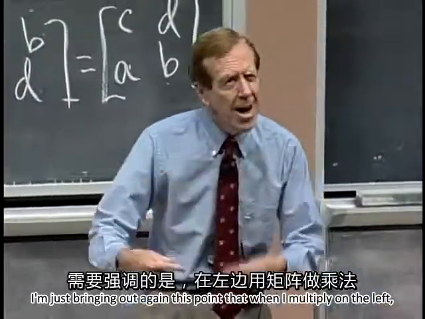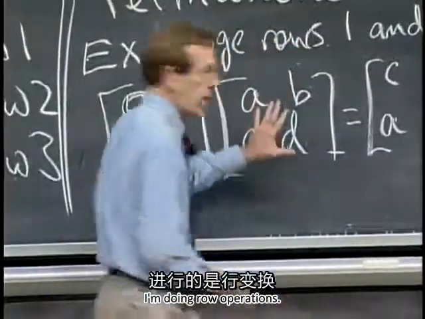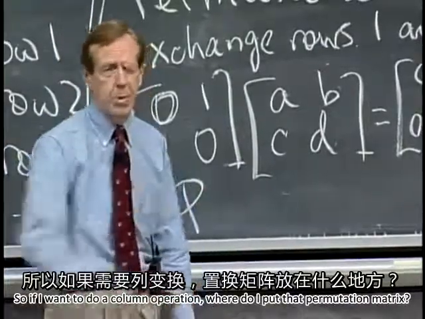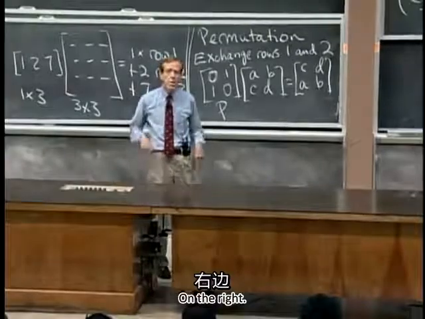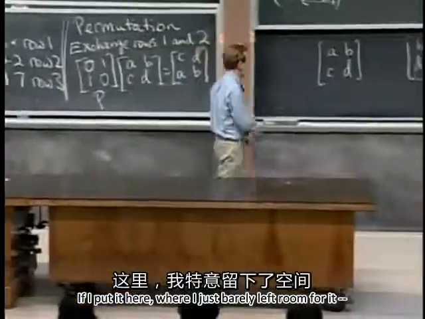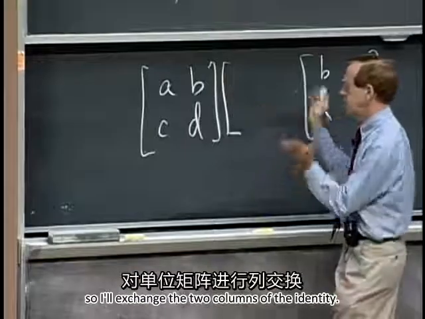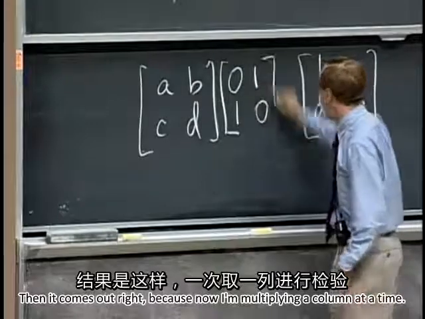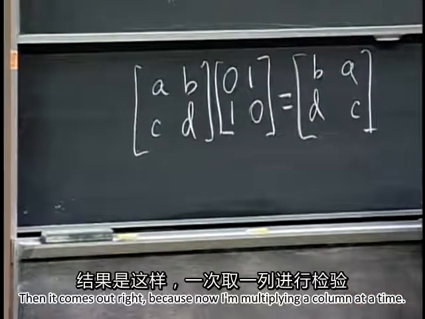So I'm just bringing out again this point that when I multiply on the left, I'm doing row operations. So if I want to do a column operation, where do I put that permutation matrix? On the right. If I put it here, where I just barely left room for it, so I'll exchange the two columns of the identity, then it comes out right. Because now I'm multiplying a column at a time.